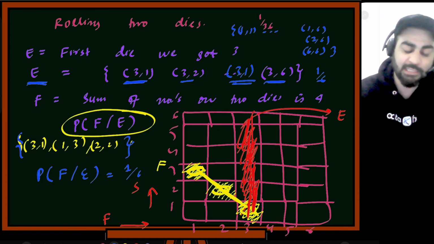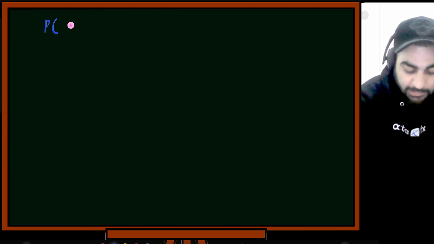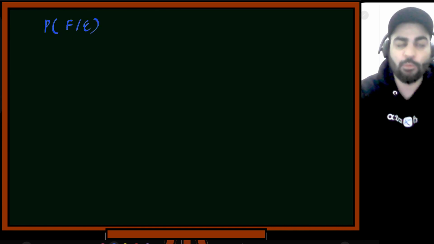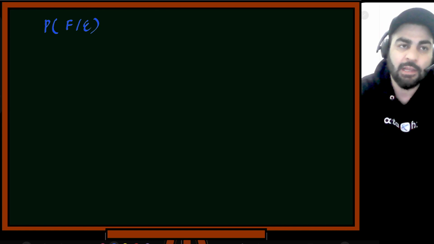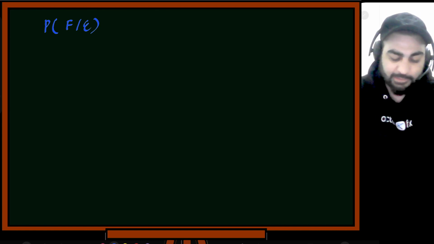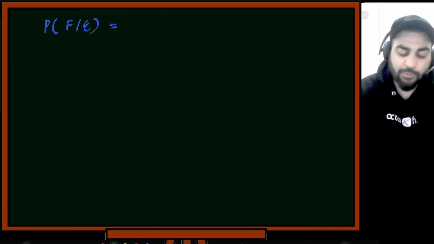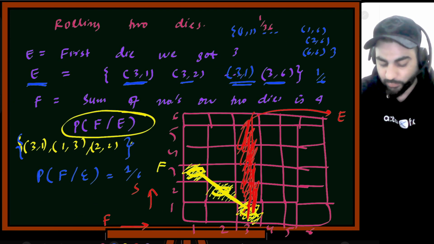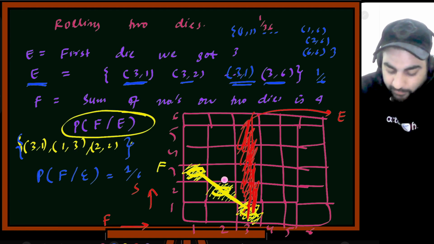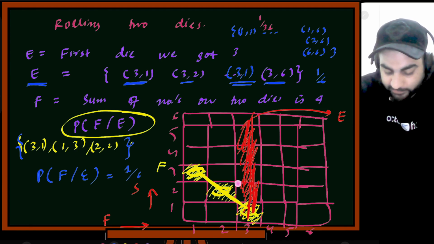Now you can see it in another light. Now I would go with the other approach also. So probability of F given E. Now we won't reassign the probability. What we will do is play with the old probabilities that we have. We'll see the number of elements that are in F. How many elements are there in here?